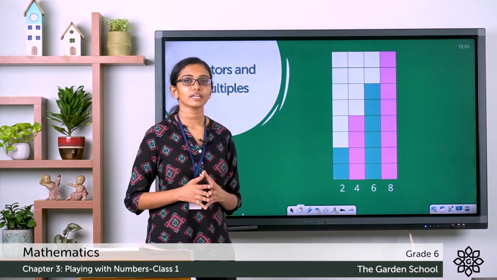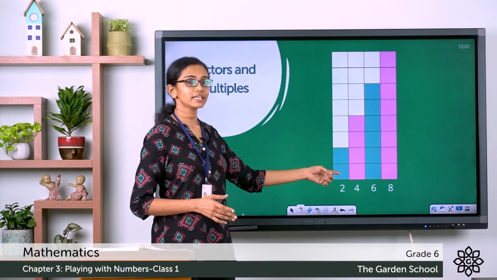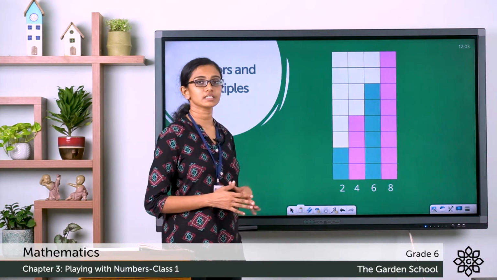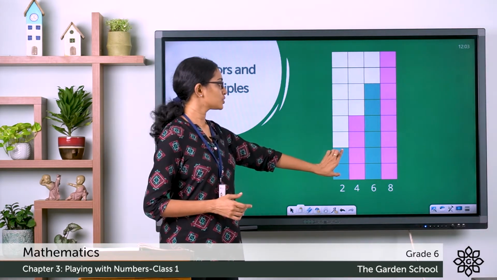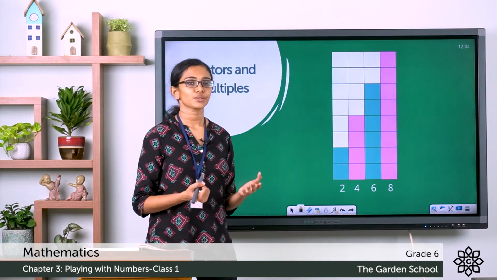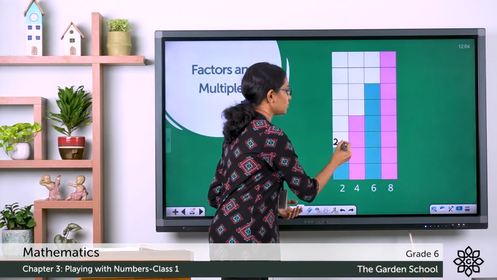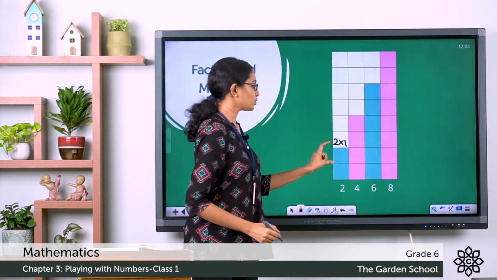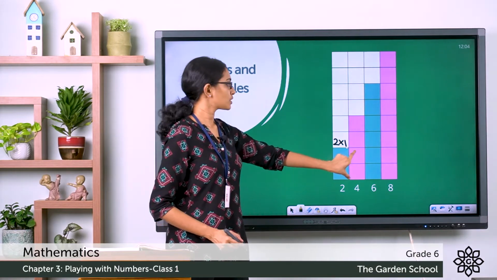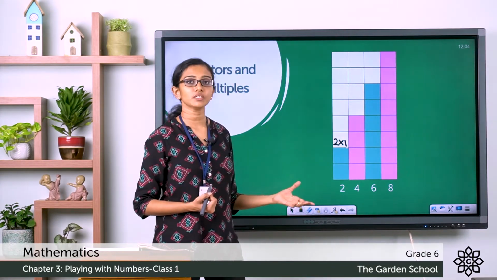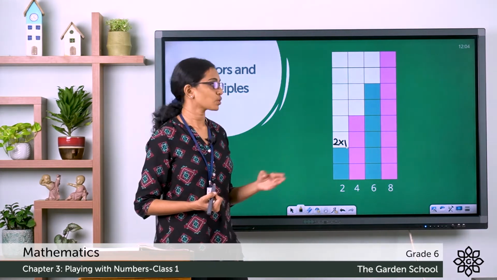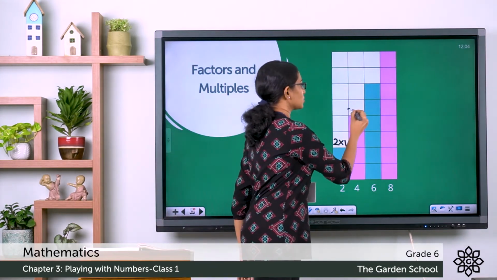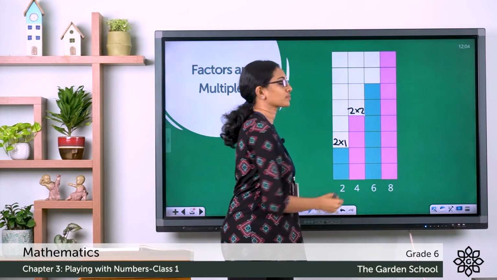So if I cut this strip of 2 centimeter length, and I'm trying to cover this distance, how many strips would I require? I would require 2 times. So this is equal to 2 one time. If I use this 2 centimeter strip to cover this 4 centimeters, I would require the 2 centimeter strips 2 times. So I can say this is 2 times 2.